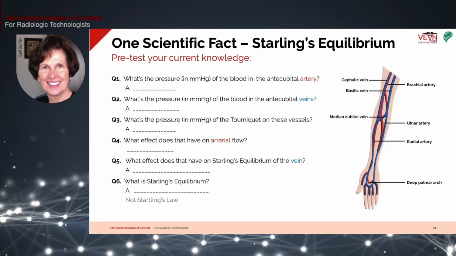What effect does the tourniquet have on arterial flow? Cuts it off. And that was the whole point of the tourniquet, to prevent bleeding to death. So it stops the flow of arterial blood. Well, here's another sidebar. We need arterial blood to make venous blood. Keep that in mind. What effect does that tourniquet have on Starling's equilibrium of the vein? We're going to go into great detail on this because it disturbs the balance of fluid in, fluid out. So what is Starling's equilibrium? Let's look at more detail.